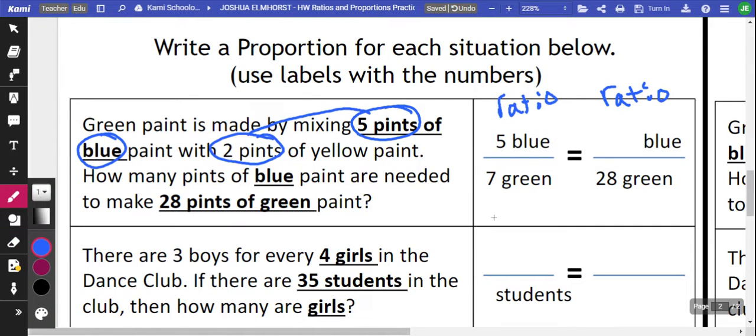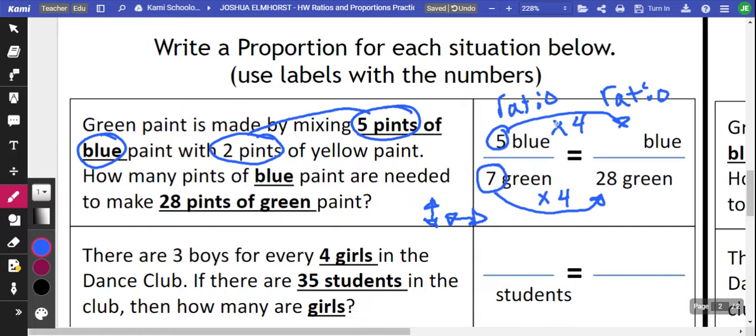So looking here, we're going to look up and down to see if we can find the factor. And knowing my multiplication facts, I see 7, and then I see 28, and I know that there's 4 7s in 28. So 7 times 4 is 28.